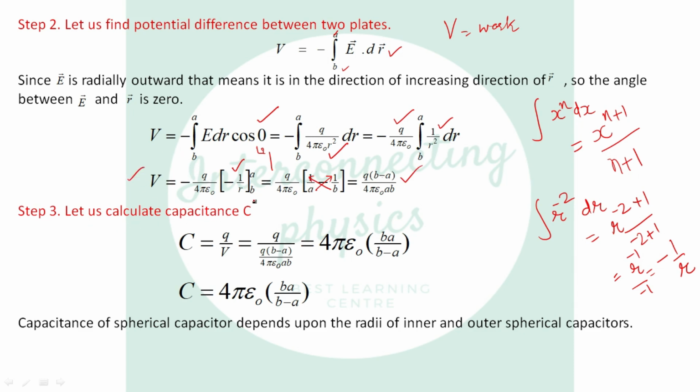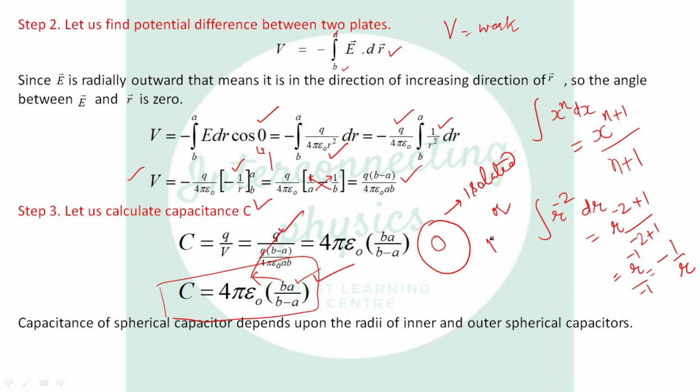Now let us find the capacitance, q over v. Put the value of v. This 4 pi epsilon naught ab will come in the numerator, and q cancels with q, and the result is 4 pi epsilon naught ba over b minus a. So this is the capacitance of a spherical capacitor, and you see the value of capacitance depends upon the radius of the inner shell and the radius of the outer shell. Now let us see, this spherical capacitor can be converted into an isolated spherical capacitor or a parallel plate capacitor.